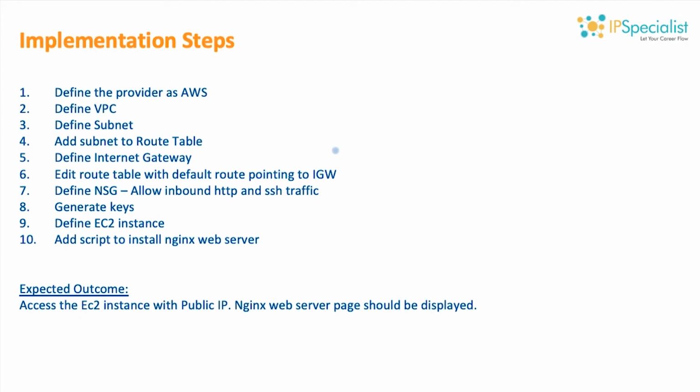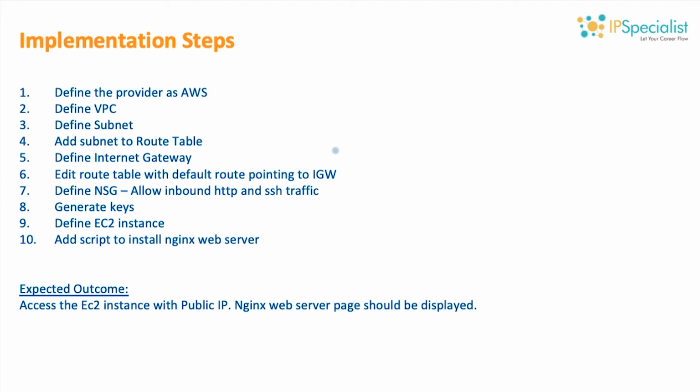Now we are allowing HTTP traffic because we would like to access the Nginx web server, which is working on port 80, right? And the SSH traffic is required to be allowed because we need to SSH into this web server to run a script and install Nginx server, right? So that is why we are allowing SSH traffic to this web server. Then we have to generate keys. Why? Because this is an EC2 instance, and to access that instance, we need the keys.